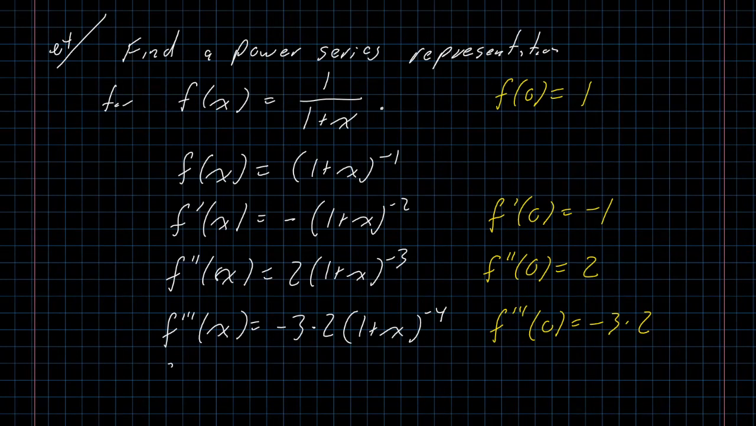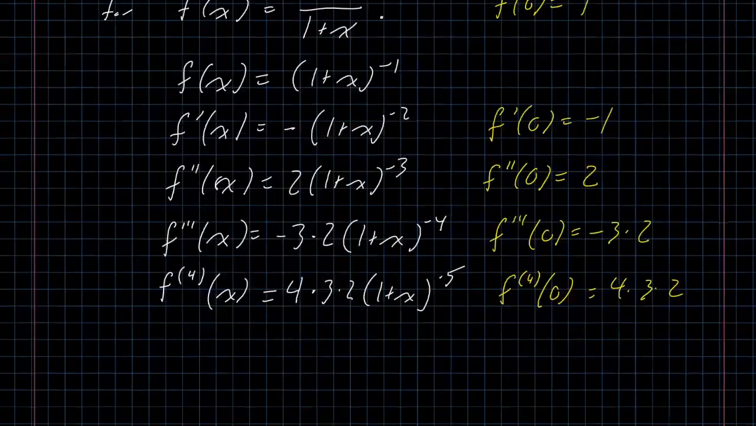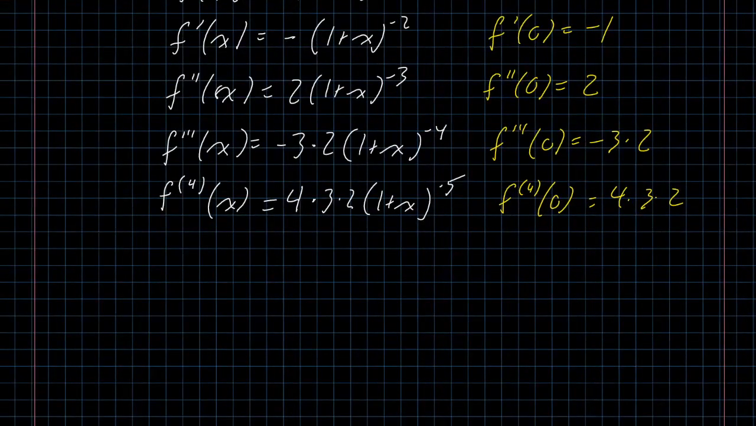I'm going to do one more before I start trying to identify the general pattern. The fourth derivative, well, multiplying by negative 4. We already have a negative, so negative times negative is positive. 4 times 3 times 2 times 1 plus x raised to the negative 5 power. And if I evaluate that at 0, I get 4 times 3 times 2. I think that that's far enough to see where the pattern is going to show up here.